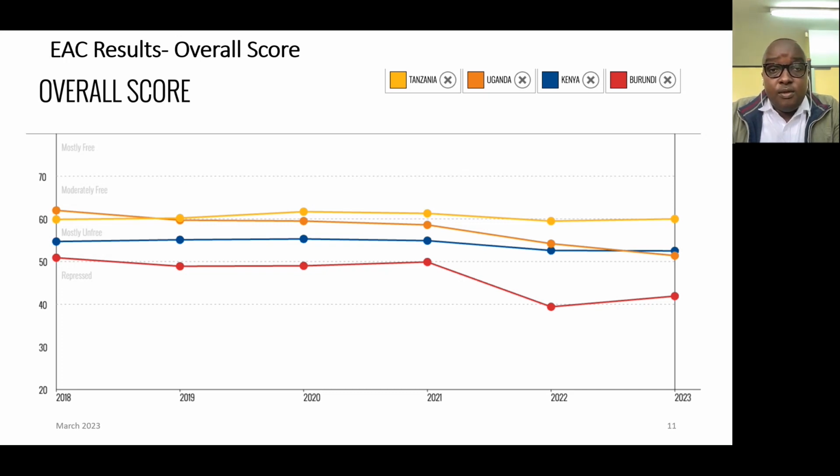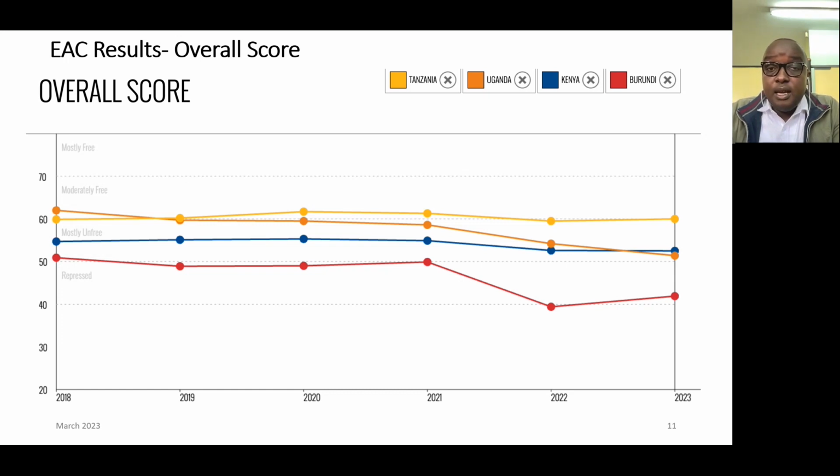If you look at the four EAC countries, none of them has made significant shifts, with the exception of Burundi, which made some small shifts. But Burundi is still considered to be in the repressed zone. Secondly, Uganda made some small percentage decline, while Kenya's performance remained constant.